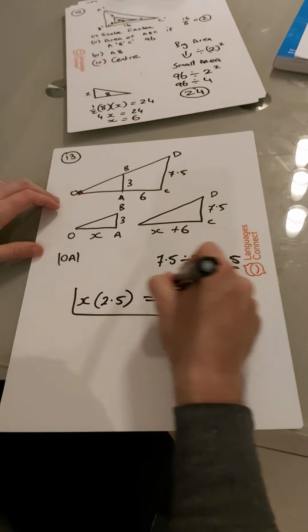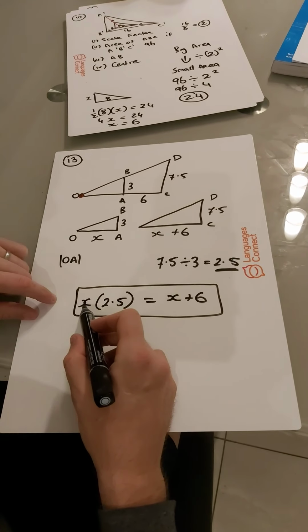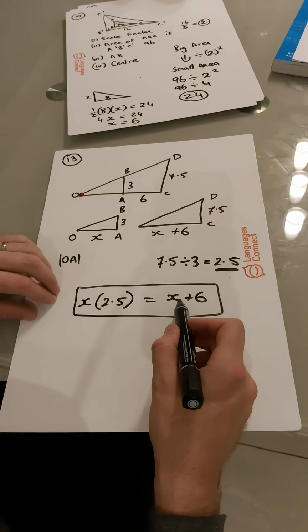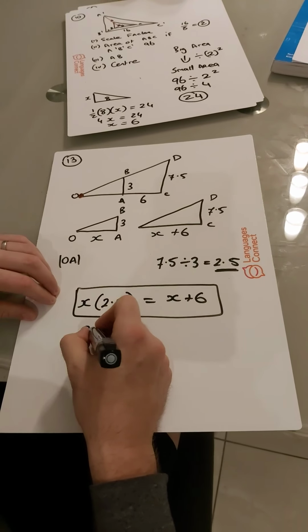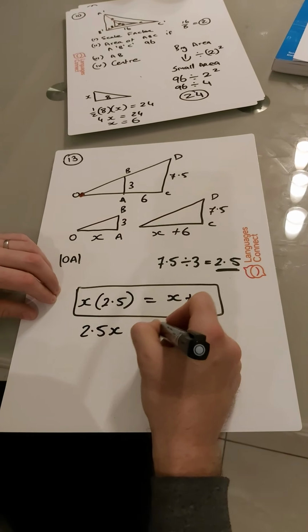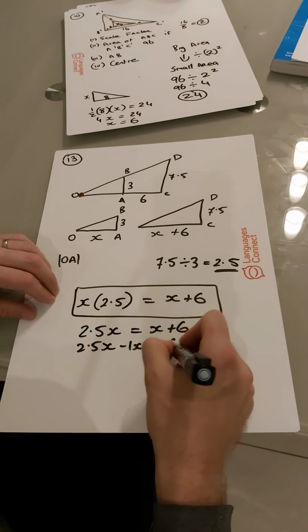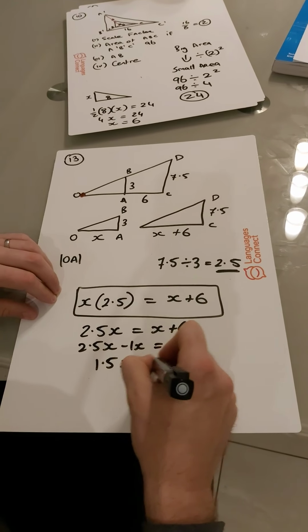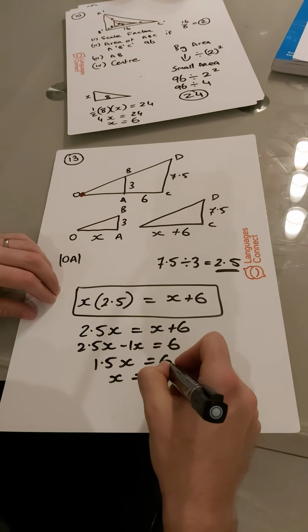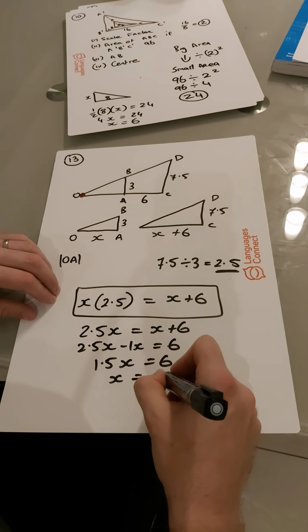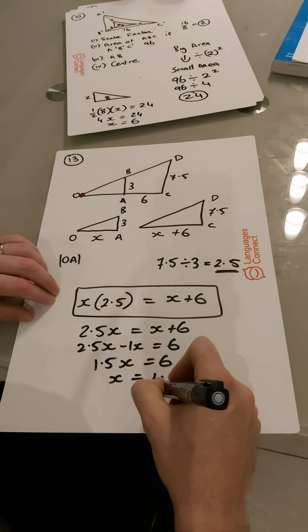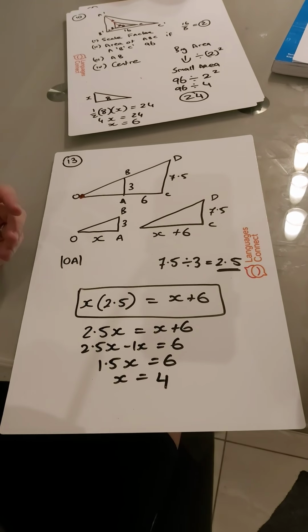And lo and behold here now, what do you have? Because I've given it a letter in the first place, and I only have one unknown, I have a linear equation. 2.5x is equal to x plus 6. 2.5x minus 1x is equal to 6. 1.5x is equal to 6. X is equal to 6 divided by 1.5, which is 4. Okay, so that was a bit trickier because we had to give it an unknown.